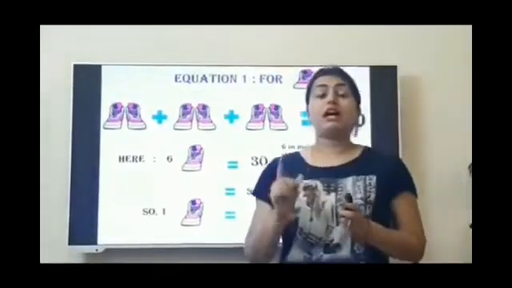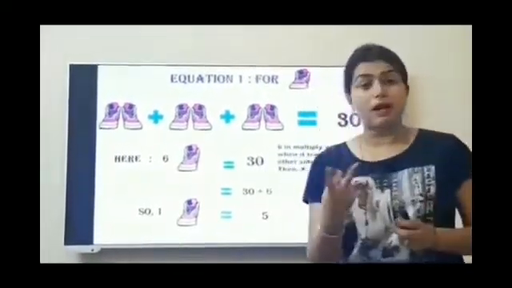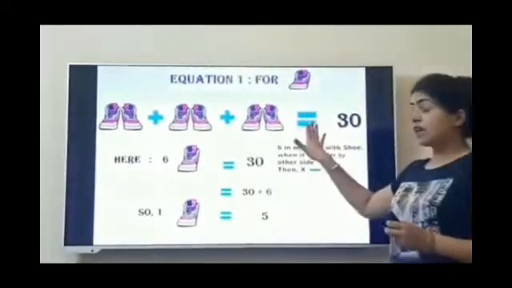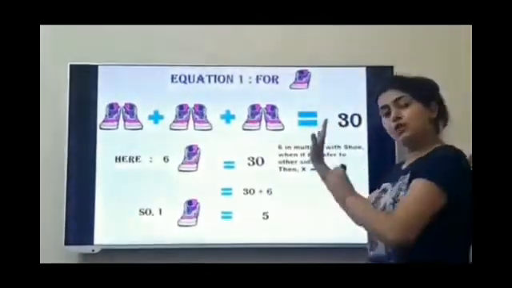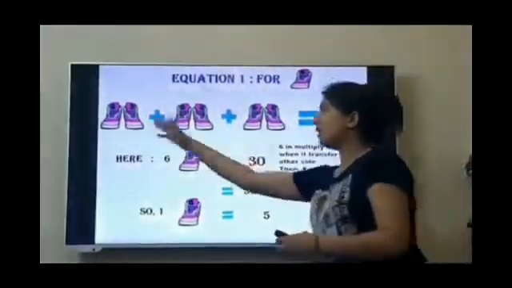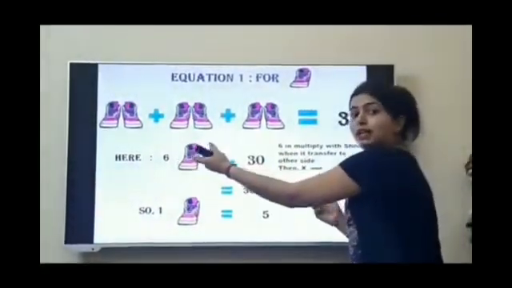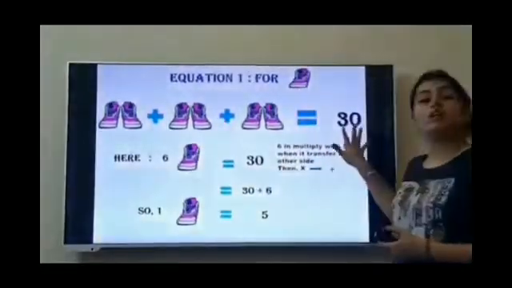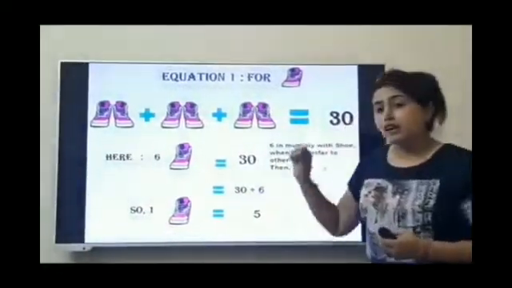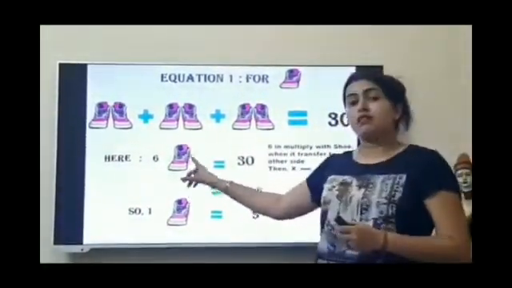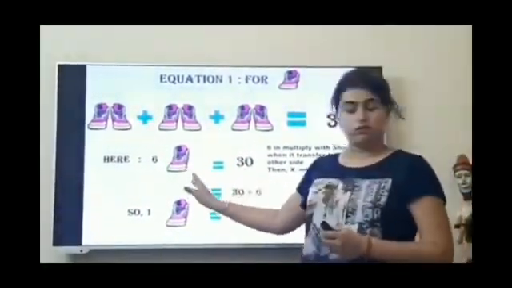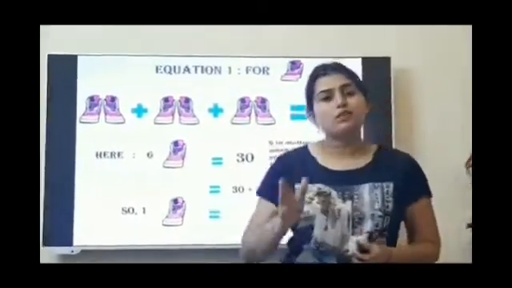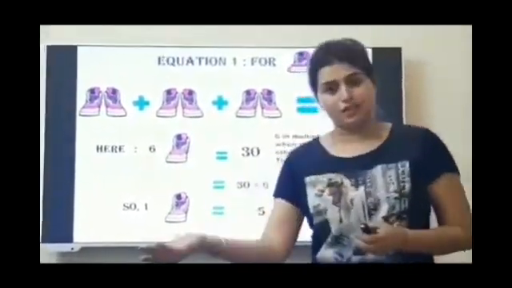Students, any equation is divided into two parts. Here this is the equal to sign. It divides the equation into two parts. The first part is called the left hand side, and this part is called the right hand side. If we have to find out the value of an image, then we have to keep it alone. How? By transferring all the numbers to the other side.